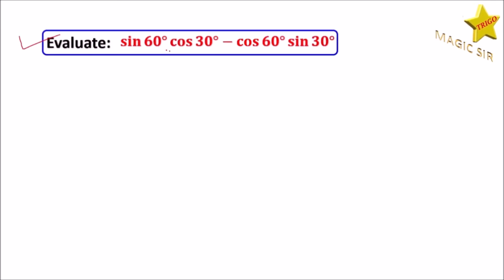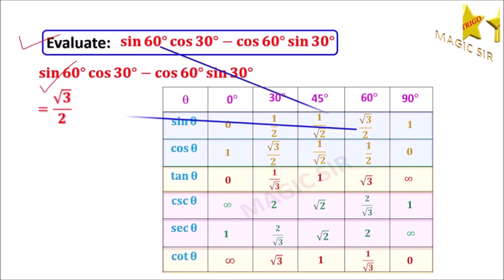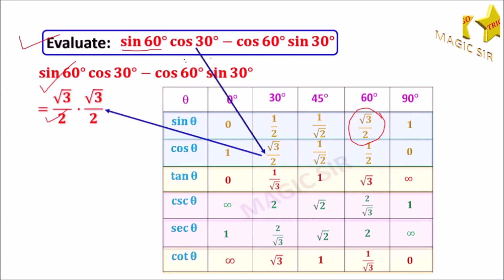Evaluate sin 60 degrees into cos 30 degrees minus cos 60 degrees into sin 30 degrees. We use the trigonometric table of the values of specific angle. We have sin 60 degrees is equal to root 3 by 2, so we put that. And cos 30 degrees is equal to root 3 by 2, so we take that.